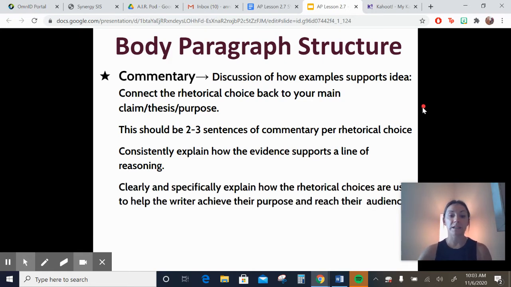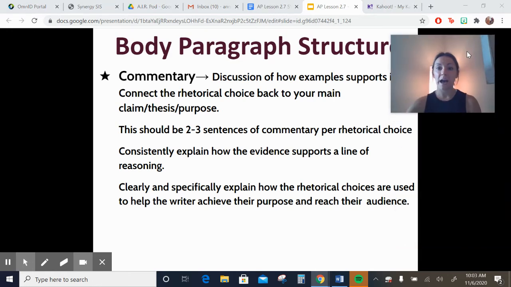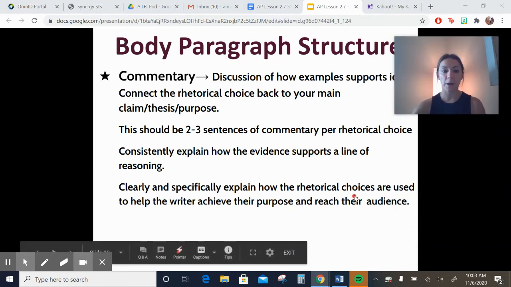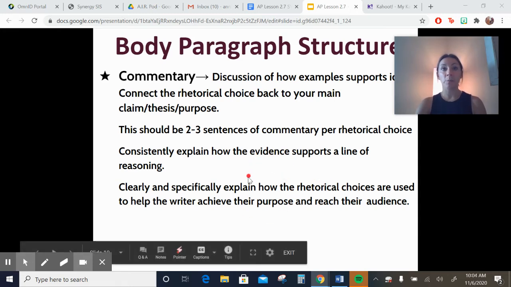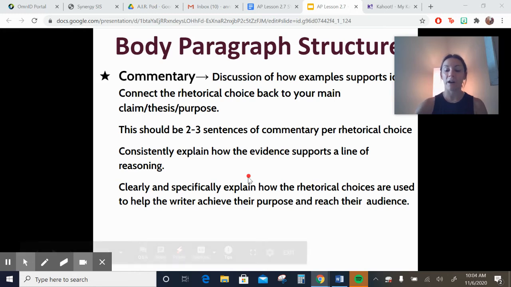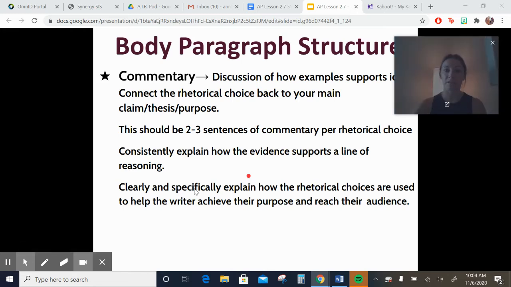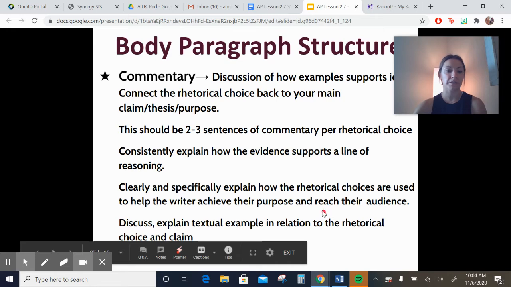And you clearly and specifically explain how the rhetorical choices are used to help the writer achieve their purpose and reach their audience. So this should be a discussion of, okay, you've identified that there's repetition of the word "we." That's awesome. That's step 1. Step 2 now, on commentary, tell me why that word "we" is so important and how it helps the author or speaker achieve their purpose or their argument.